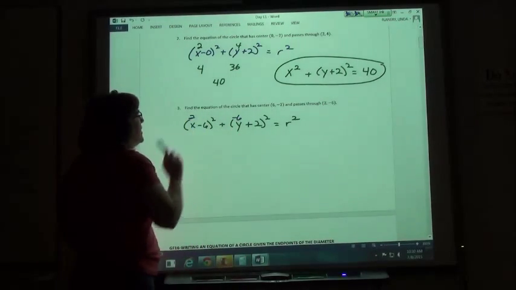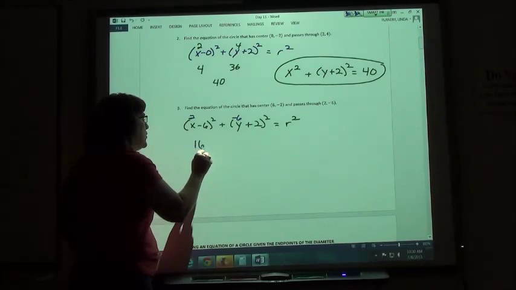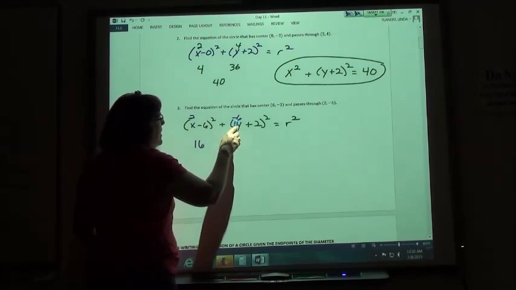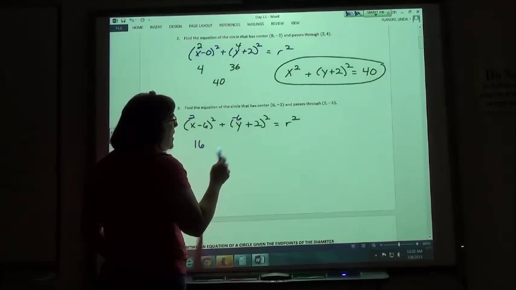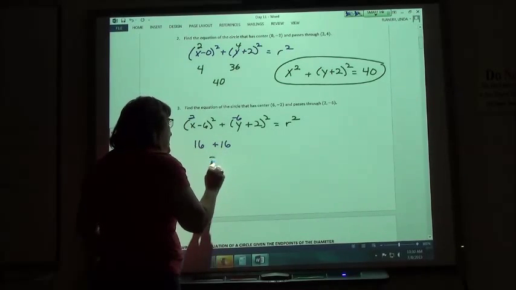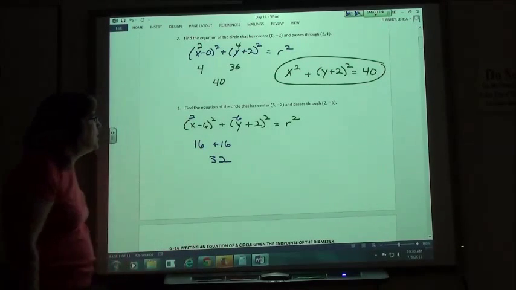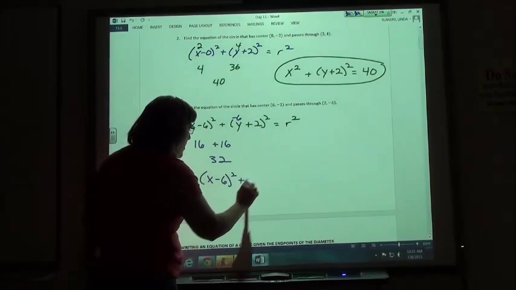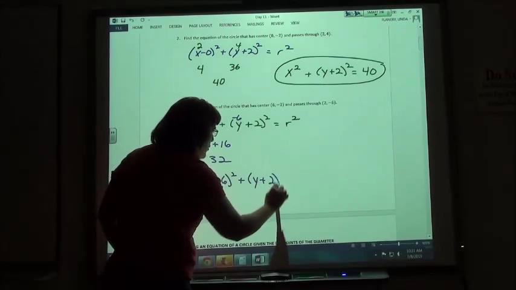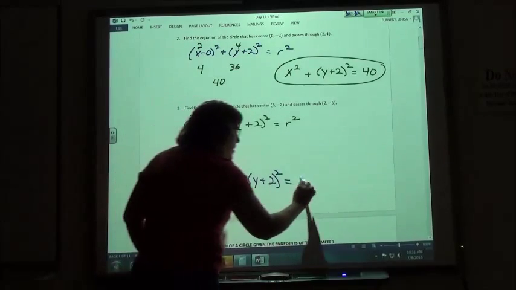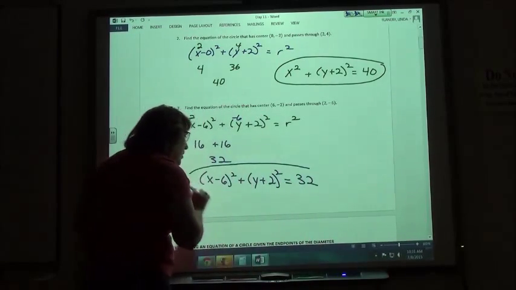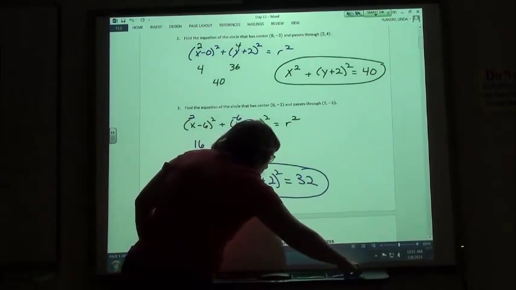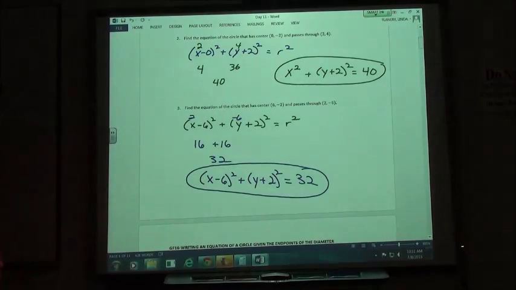So 2 minus 6 would be negative 4. Negative 4 squared is 16. Negative 6 plus 2 is negative 4. Negative 4 squared is 16. 16 plus 16 is 32. So I'm going to have x minus 6 squared plus y plus 2 squared equals my radius squared of 32. And that's going to be the equation of my circle. Easy enough.